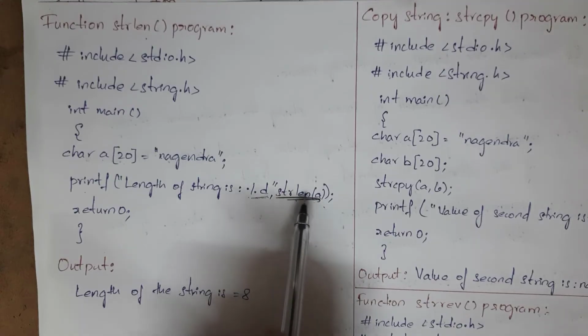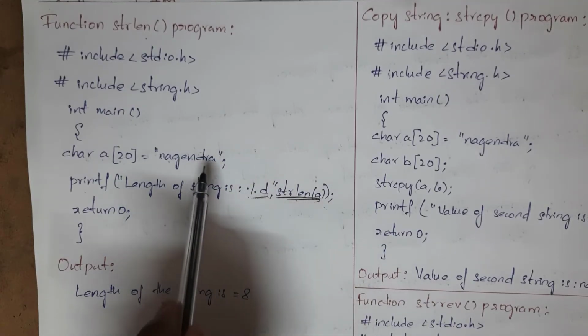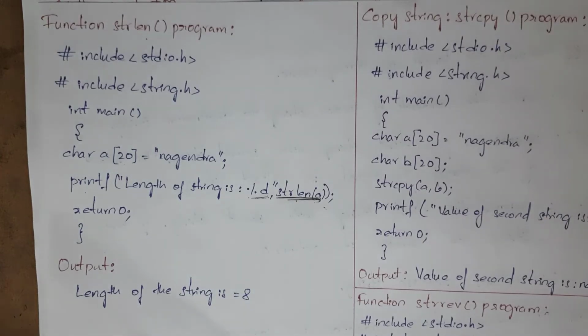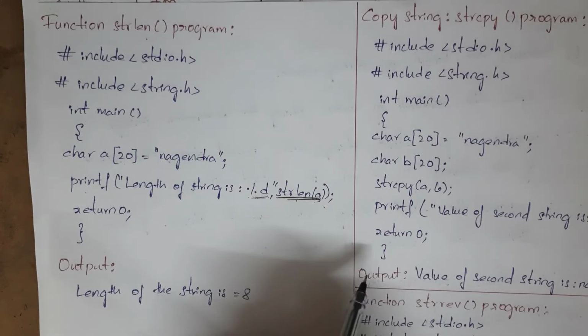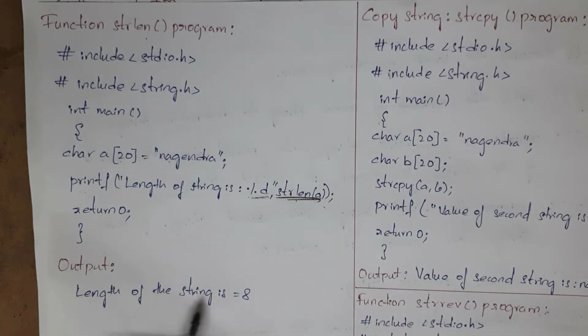By writing strlen of A, it will count the length of string A. That means it will count how many characters are present. 1, 2, 3, 4, 5, 6, 7, 8. In total there are 8 characters present. So now I will get the output as: length of string is 8.